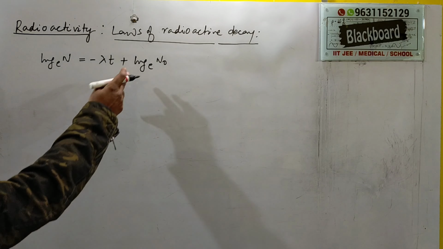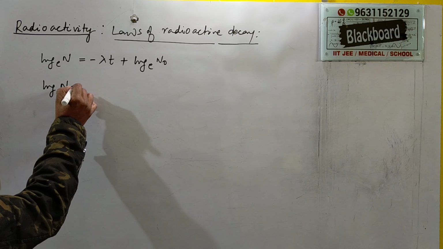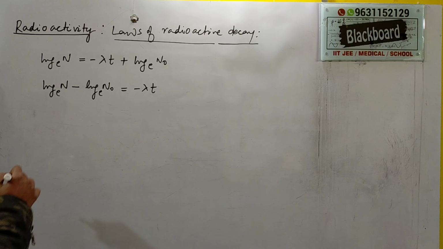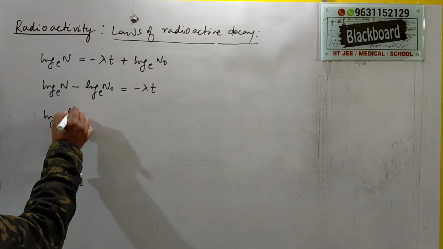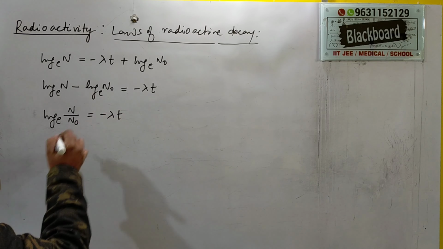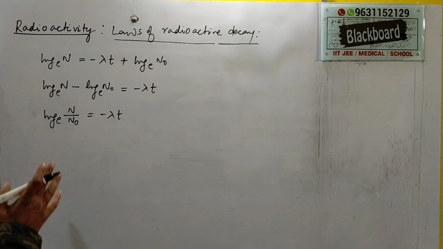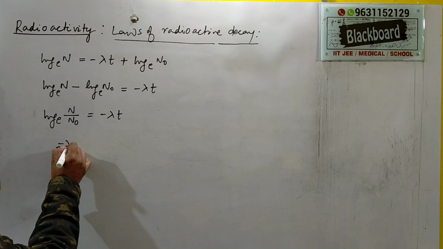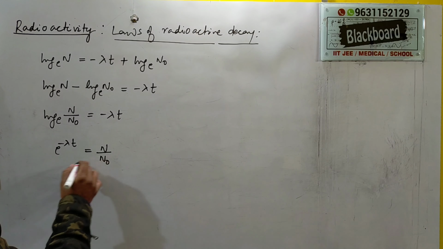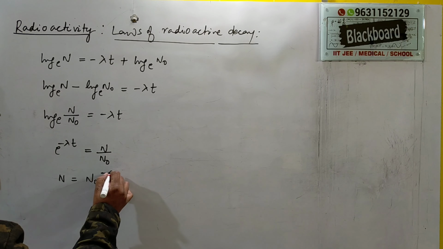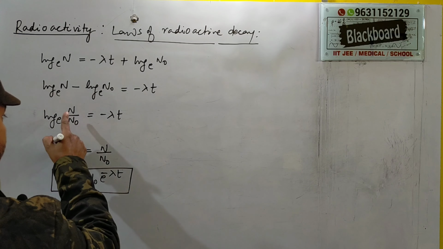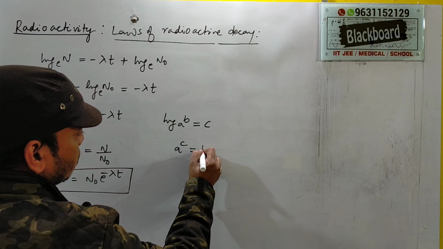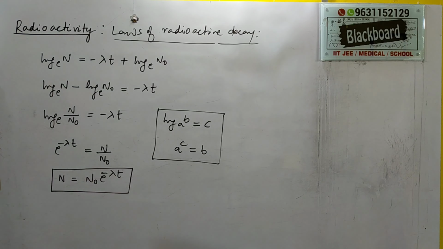ये हमारे पास जो एक्सप्रेशन था, इसको शिफ्ट कर देते हैं इधर, तो दिस इज log N बेस e माइनस log N नॉट बेस e is minus lambda times t, and here you know the property log a minus log b is equal to log a by b, that means log N by N naught is equal to minus lambda t, and इस log को हम कन्वर्ट कर सकते हैं in terms of exponent. तो e minus lambda t is equal to N by N naught, so N is equal to N naught e to the power माइनस लैम्डा t. तो ये लॉग को कन्वर्ट करने का तरीका है, log a b is equal to c, तो हम इसको ऐसे लिखेंगे a^c is equal to b. यूजिंग दिस वे यू कैन कन्वर्ट लॉग इनटू एक्सपोनेंट.